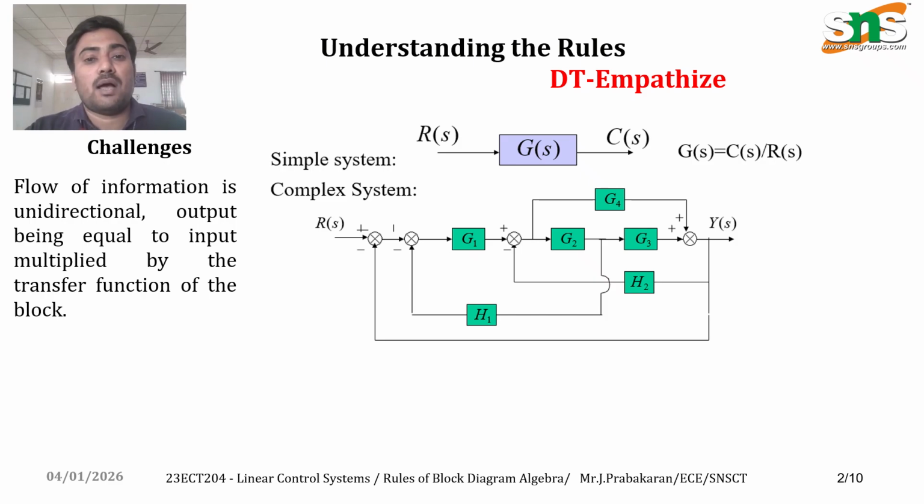In a block diagram, the flow of information is always unidirectional. This means signals move in only one direction, that is, from input toward output. The output of each block is equal to the input multiplied by the transfer function of that block.